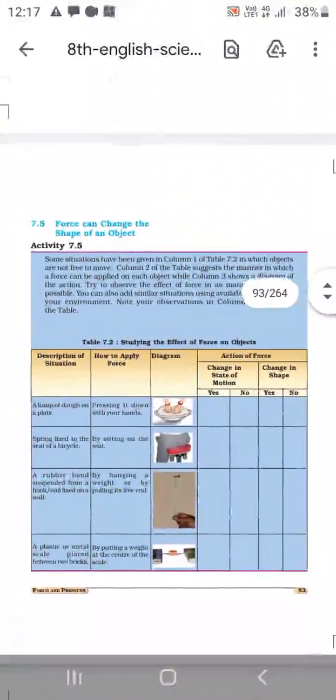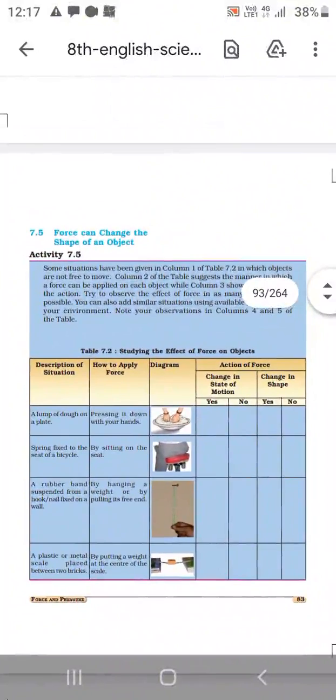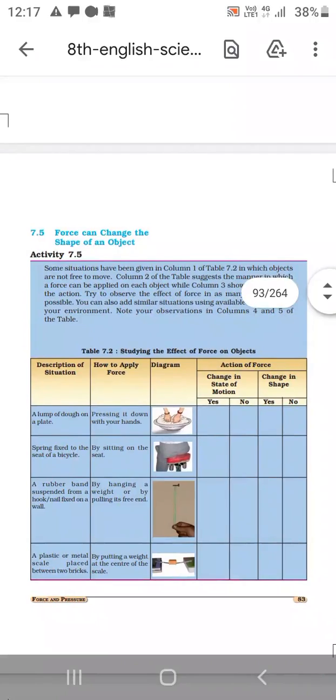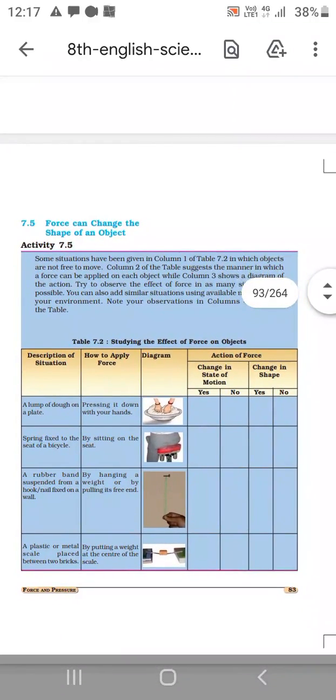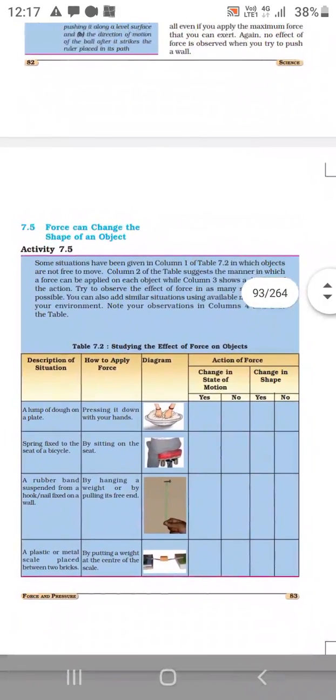Good morning, students. Today we are going to continue with force and pressure. Last class we discussed that force can change the state of motion. Force can increase speed, decrease speed, stop something, or start to move something. In this class we'll discuss that force can also change the shape of an object.